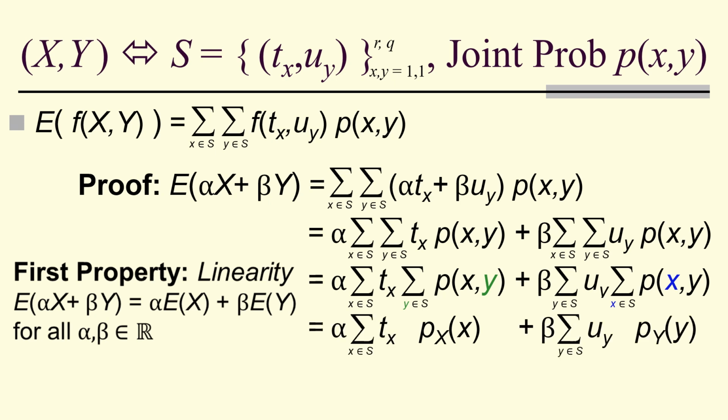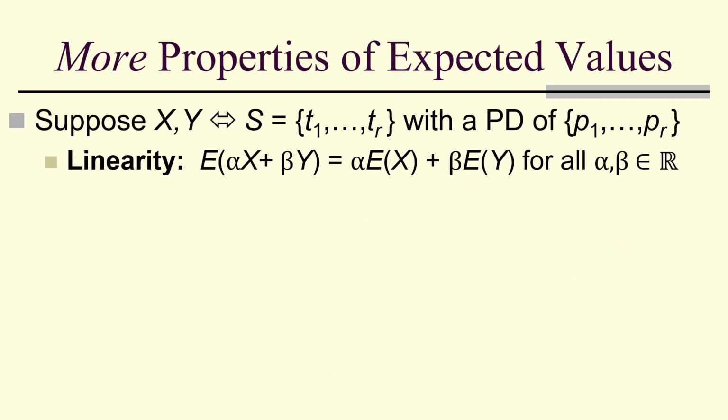And now we have the expected value E of X plus beta times the expected value E of Y. There's our proof. So we have linearity, and some immediate consequences of linearity.